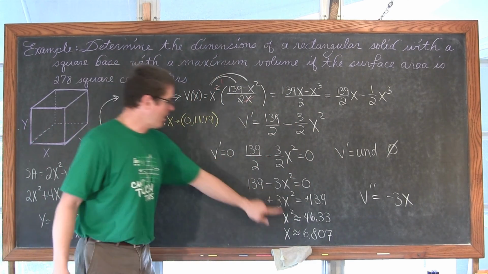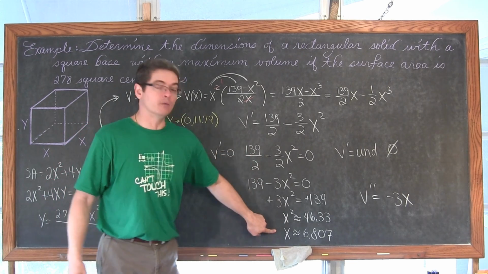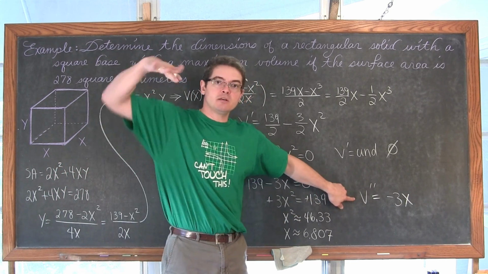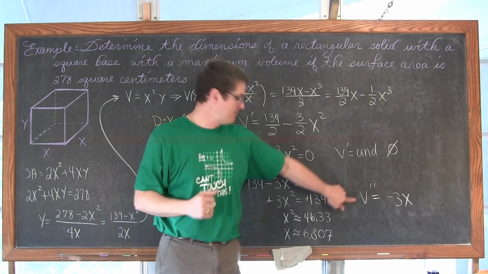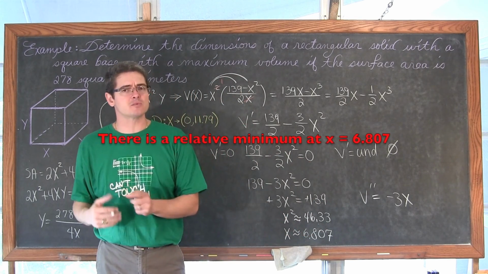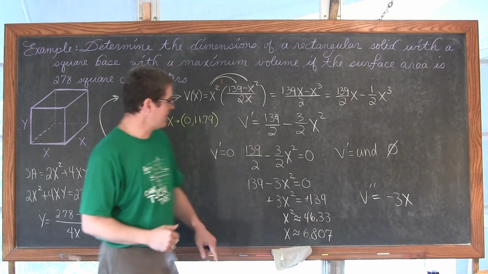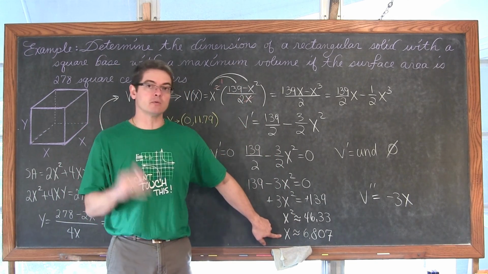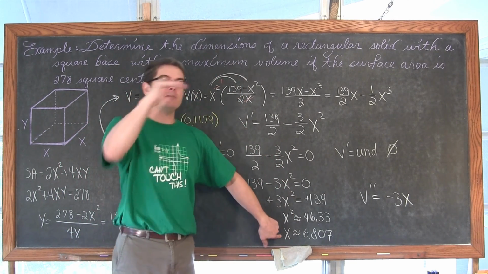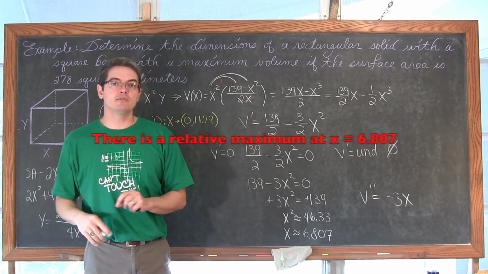Okay, so where my first derivative is equal to 0, if my second derivative is positive, it's concave up, and that means this is a relative minimum. Hope not, because we're trying to maximize the volume. Or if the second derivative is negative, where the first derivative is equal to 0, then we have a concave down situation, and that's a relative max.